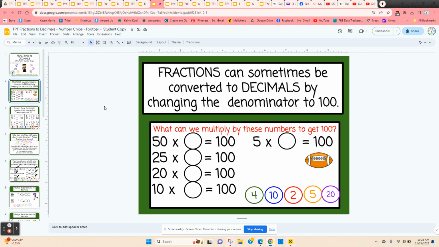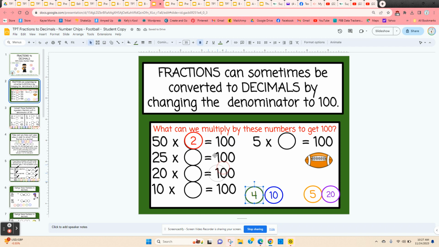So it starts out with just some very common multiplication problems. We want to prepare students to change their fraction to an equivalent fraction with 100 in the denominator. So they need to know what they multiply by each of these numbers in order to get 100. This first slide's pretty easy. Students are going to move these chips into the correct place to show the multiplication. So 50, you're going to multiply by 2, so they click and hold on the 2, and they can move it into place.